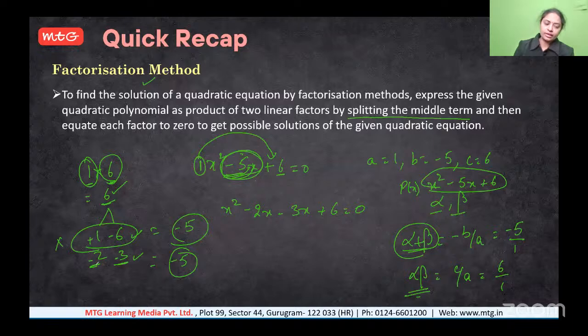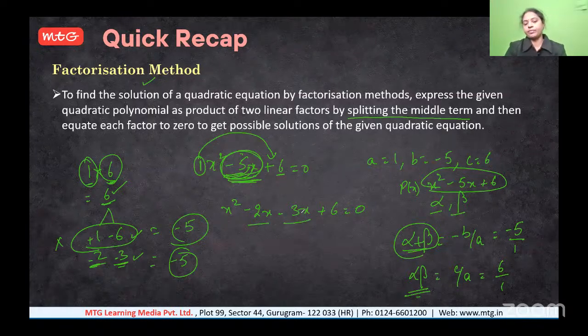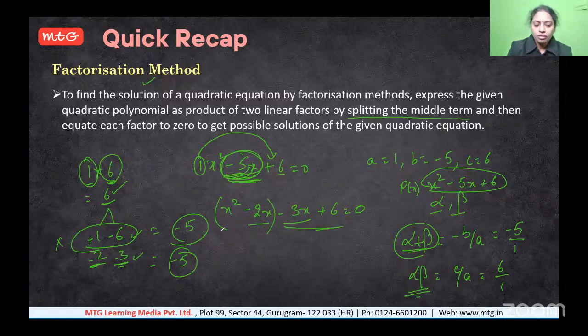अब इस टू फैक्टर्स ऑफ 6 को यूज करके मैंने ये जो मिडिल टर्म -5x है उसे -2x और -3x की तरह स्प्लिट किया. Now we will use the concept of common factor method by grouping the terms. Now I'll make up the group of these two terms and the other two terms as the other. Now इस group में x square minus 2x में x is a common factor. I'm left with x minus 2 as the other common factor.